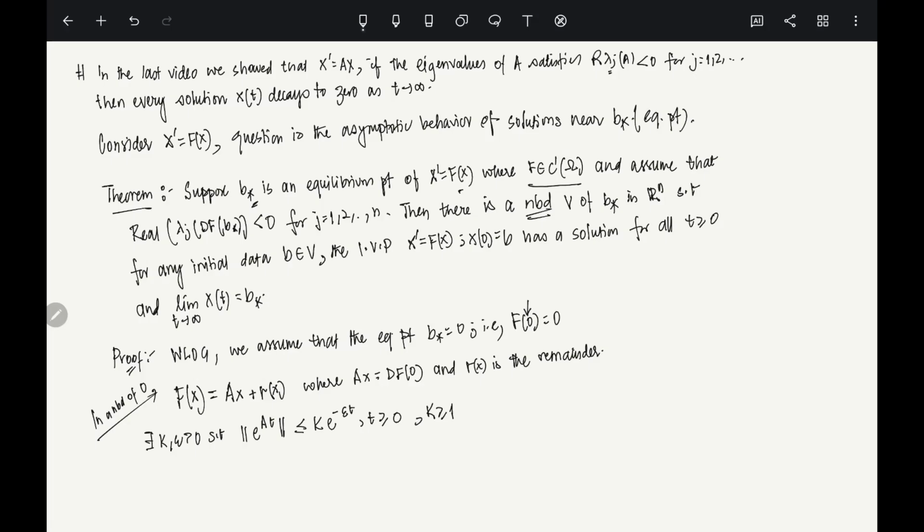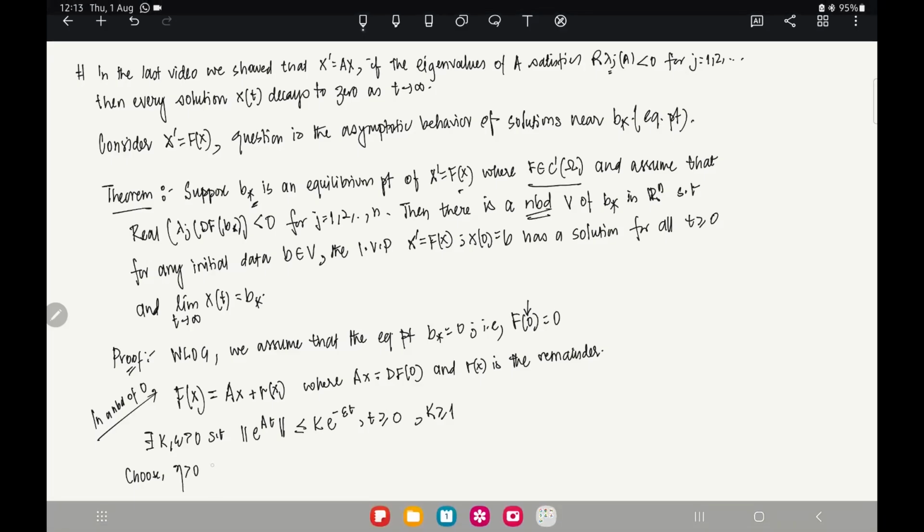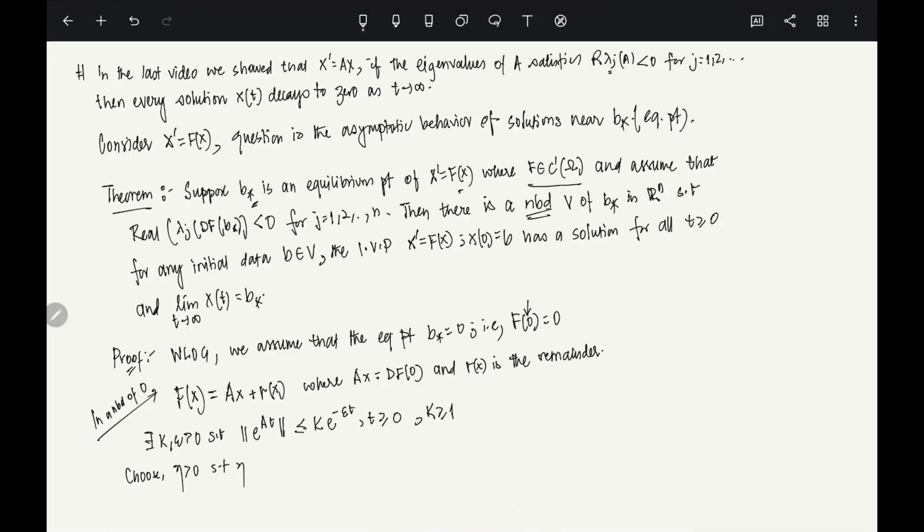I'm just going to write it. So we choose eta positive such that eta is less than epsilon by k.